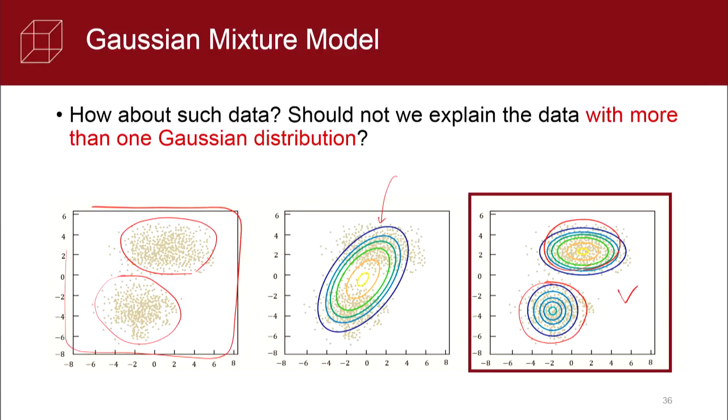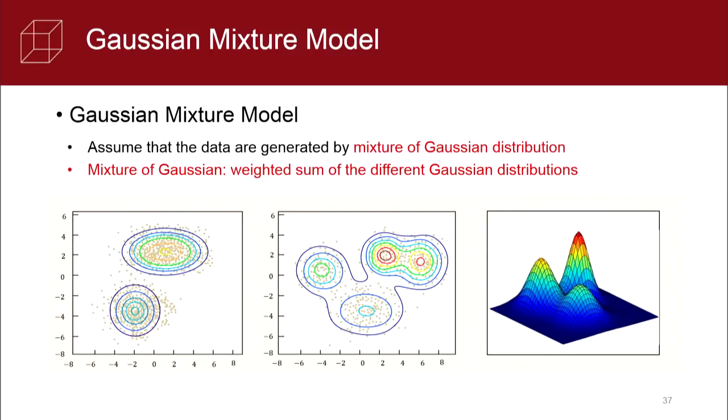So we can think about a mixture of Gaussian distributions to represent the data. In the Gaussian mixture model, we assume that data are generated by a mixture of Gaussian distributions. So what's the meaning of a mixture of Gaussians? A mixture of Gaussians is a weighted sum of different Gaussian distributions.